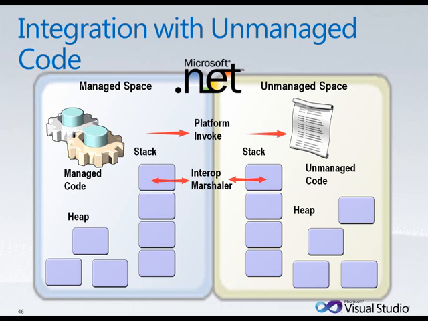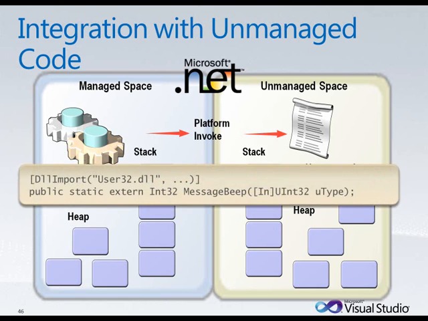pinvoke differs significantly from the JNI in its implementation. You can specify a function that pinvoke makes available to managed code by defining a method stub that's tagged with the DLL import attribute. This attribute indicates which library pinvoke must load and the name of the function in that library to call. When a managed application calls this method stub, pinvoke loads the unmanaged library and runs the specified function. This process is transparent to the managed code.